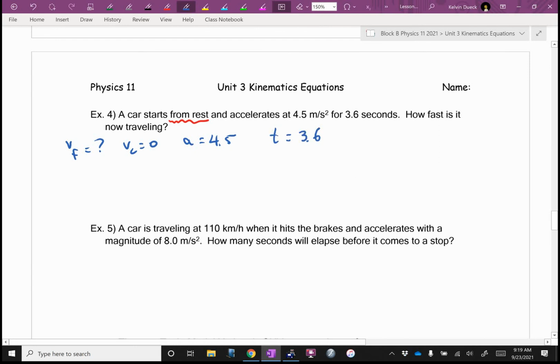Looking for an equation, got a VF, a VI, an A, and a T in it. There is one. It's this one. VF equals VI plus AT. What was VI? What was A? What was T? How fast are we going after 3.6 seconds?